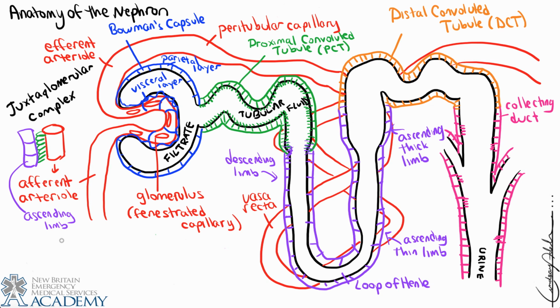All right, that concludes our overview of the nephron, and in the next video we're going to start talking about some of the different processes that occur in order for urine to be produced and eliminated.